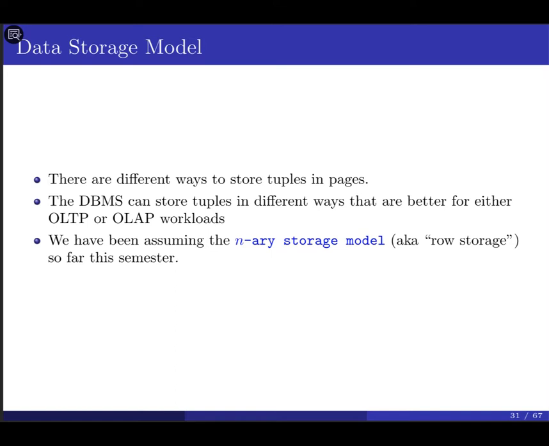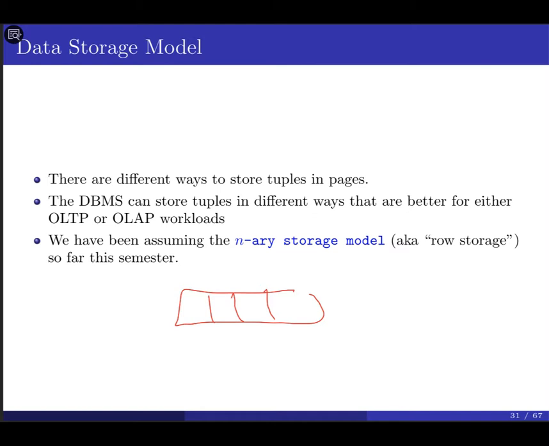In the data storage model, there are different ways to store tuples in the database. Right now, all of us use what is called the NSM storage model, or the row storage. So what does that mean in this case? You are going to store all the attributes associated with every single tuple together as one unit.